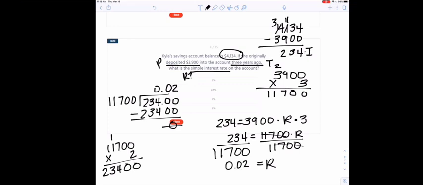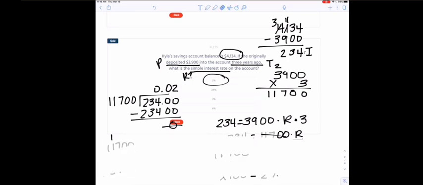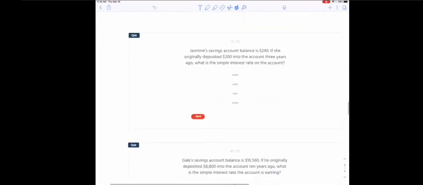So R equals 0.02. But this, we have to multiply by 100, which means we move the decimal place 2 to the right, giving us 2%. And there we go. All right, I hope you got that. When you're ready, I'm going to go ahead and start doing number 9.